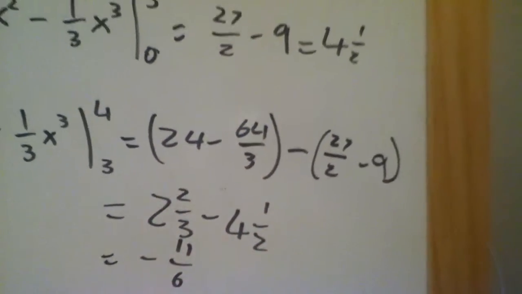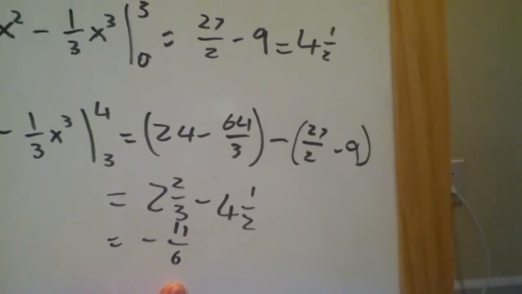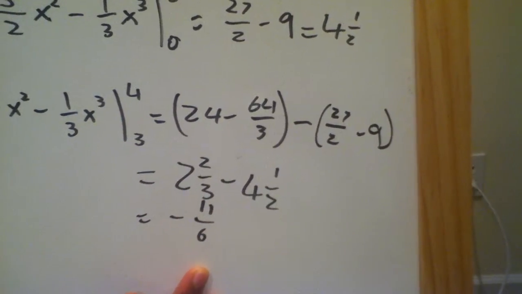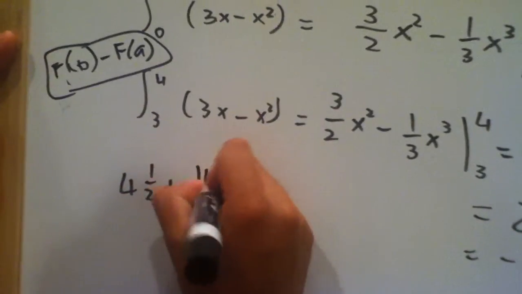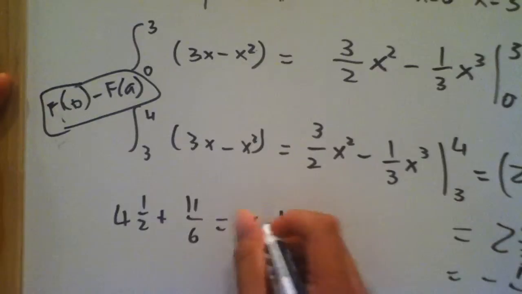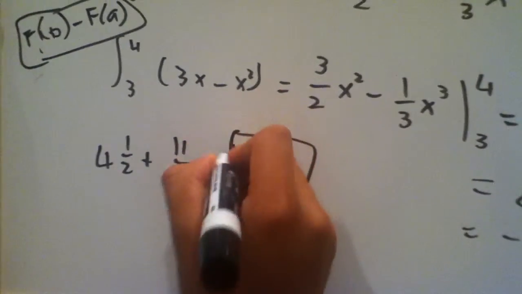But as we said before, these are areas, so we want to ignore the negative sign. The only reason the negative is here is because we did an integral. So 4 1/2 plus 11 over 6 is equal to 6 1/3, and that is the total area of this.